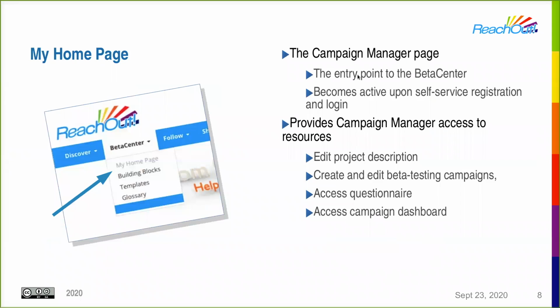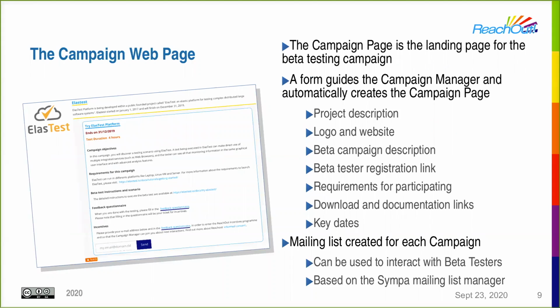The entry point is the campaign manager page. That's a page dedicated to campaign managers. They can self-service register on the beta center, and then in their management page, they can access all the resources that they need to run their beta testing campaigns. The first one is a campaign page, which can be generated using a template form that we provide. When the campaign is generated, we also generate a questionnaire, which I'll come to in a minute.